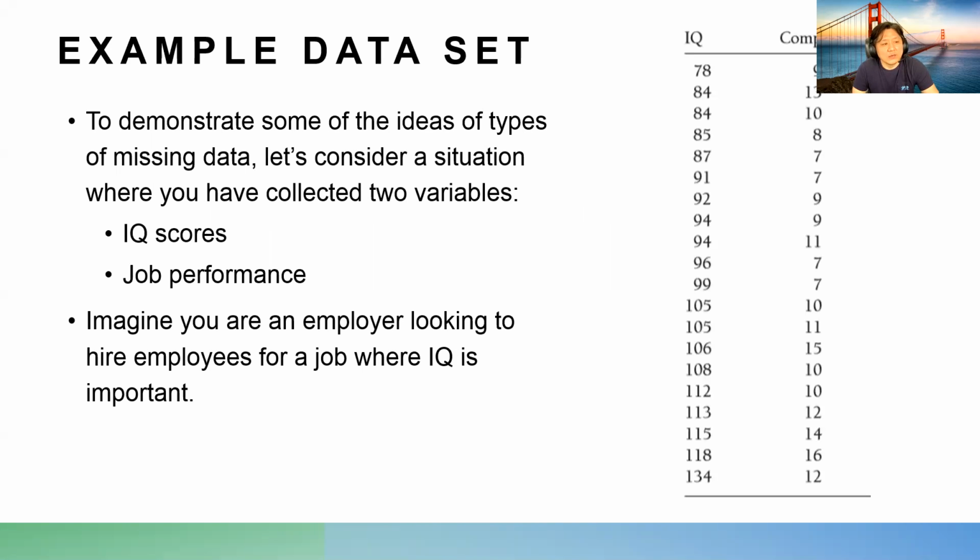So I will use this example data set for this missing data example. To demonstrate some of the types of missing data, let's consider a situation where you have collected two variables. The first one is IQ scores, and the second one is job performance. This is the complete job performance scores, and our sample is 20. It's a very simple data case. Then imagine you are an employer looking to hire an employee for a job where IQ and cognitive ability are important. So this is 20 samples with IQ, a complete data set.